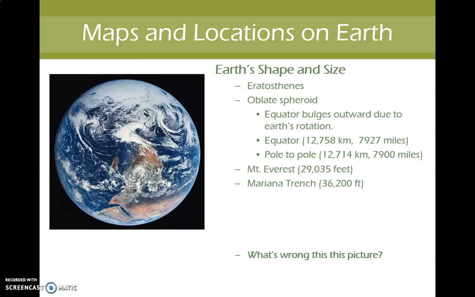So Earth is in fact an oblate spheroid. That means it's wider around the middle and shorter. The distance to go around the equator is longer than to go from pole to pole all the way around the Earth. So we know this because of centrifugal force, and that's that.